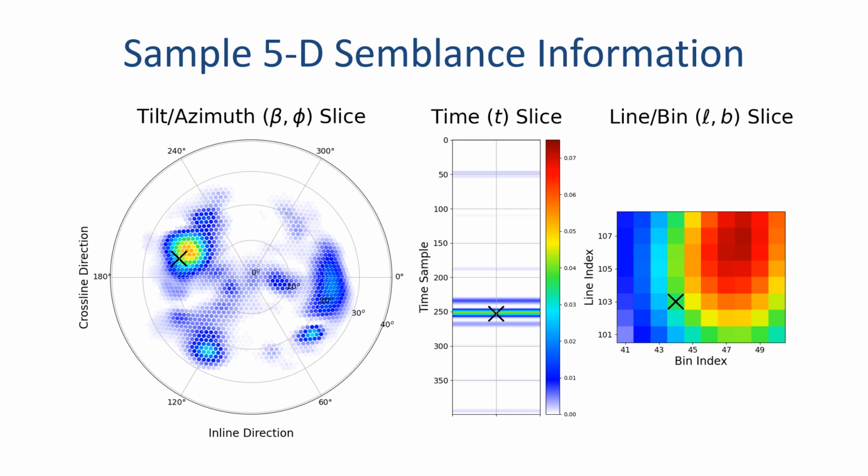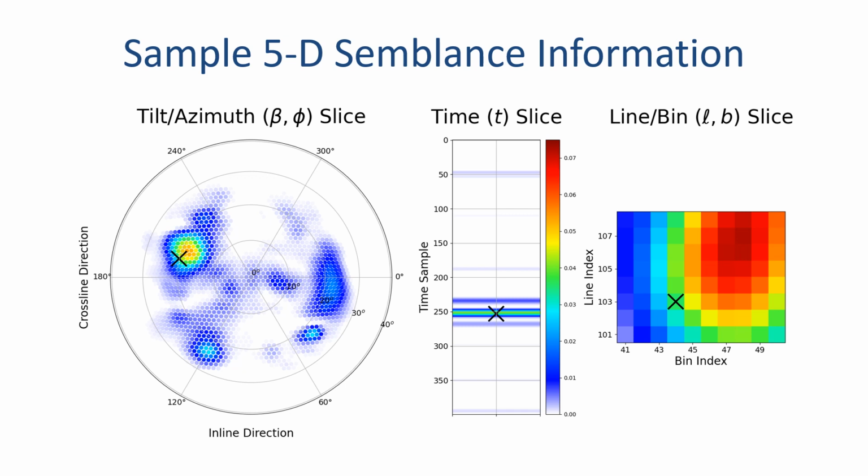This is the tilt azimuth section. It shows the semblance at the time of the X in the middle plot, and the line bin position of the X in the right plot for all tilts and azimuths. Adding in this subplot also changes the interpretations of the middle and right plots from the 3D case, because all of their pixels now correspond to the tilt azimuth coordinates of the X in the left plot. Again, the pixel marked X is the same in all 3 plots. Now looking at the actual data, we can see that the X lies on the side of a 5-dimensional semblance peak, which has well-defined boundaries in all 5 dimensions.